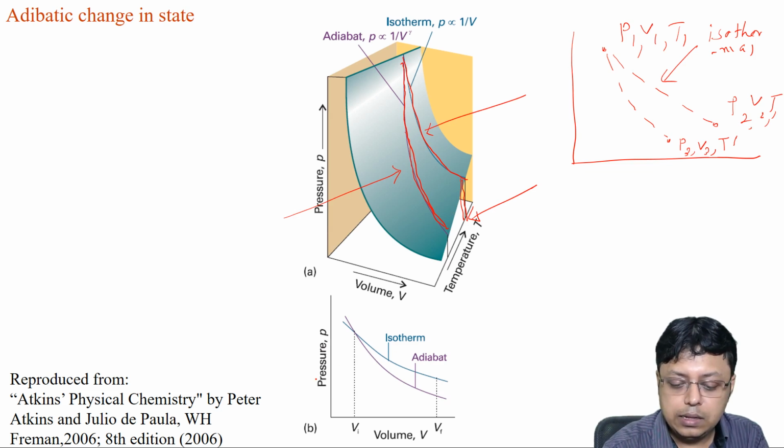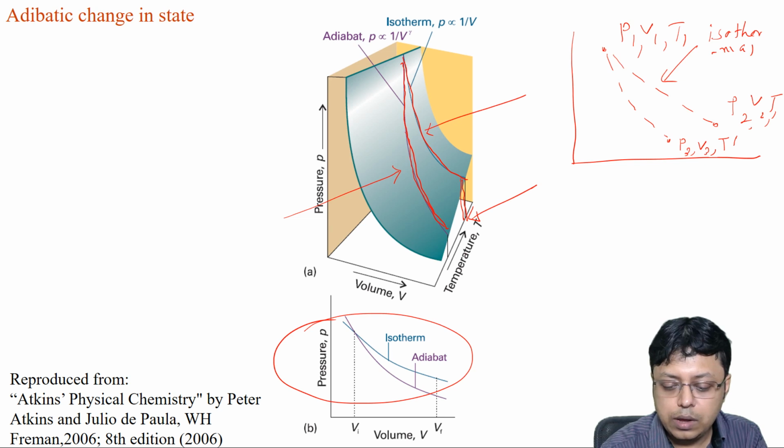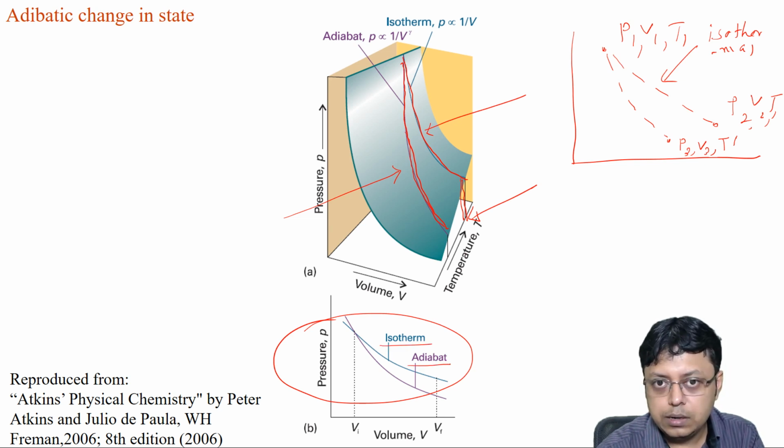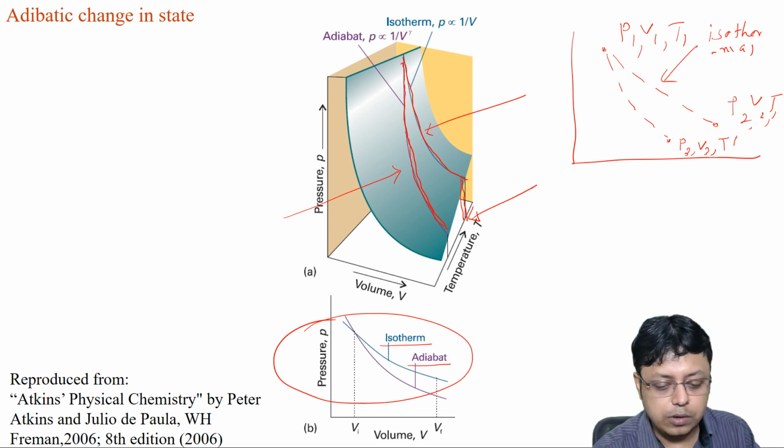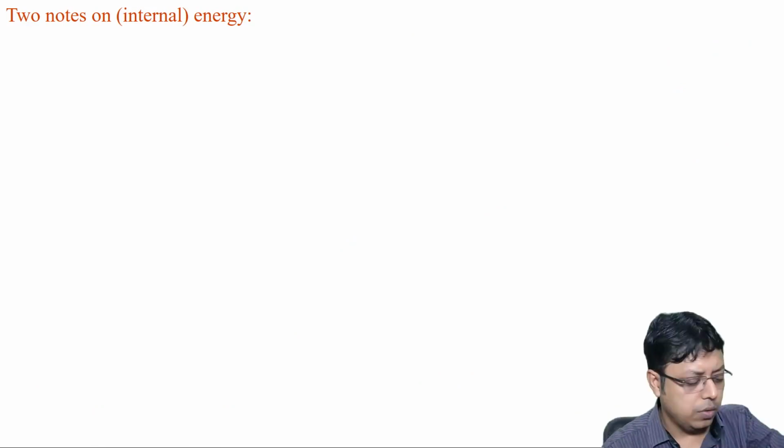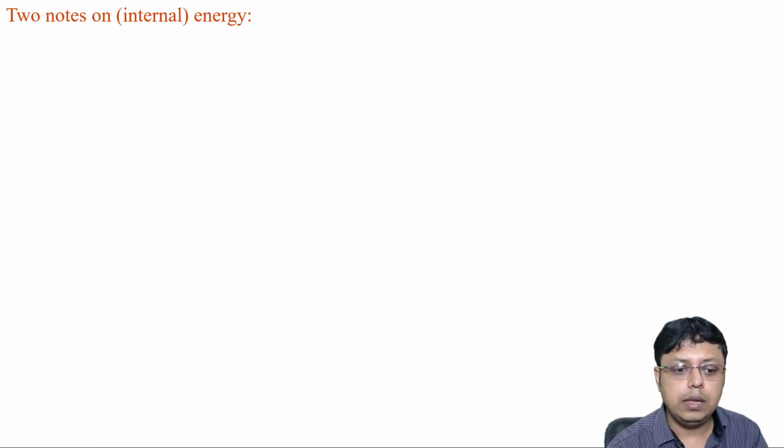Now again, in the pressure volume diagram, here it is shown how an isotherm and an adiabat should be drawn on a pressure volume diagram. The adiabats are always much steeper. It falls off much more steeply as the pressure drops or as the volume increases. Now we'll conclude this part by noting down two particularly important issues.